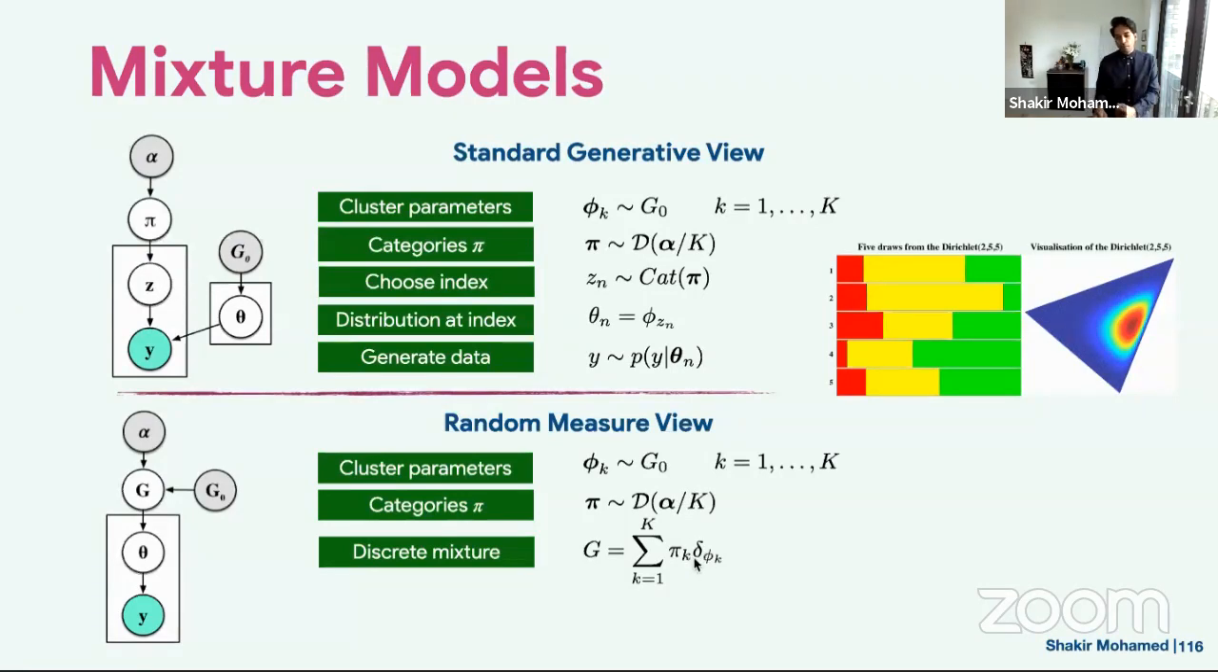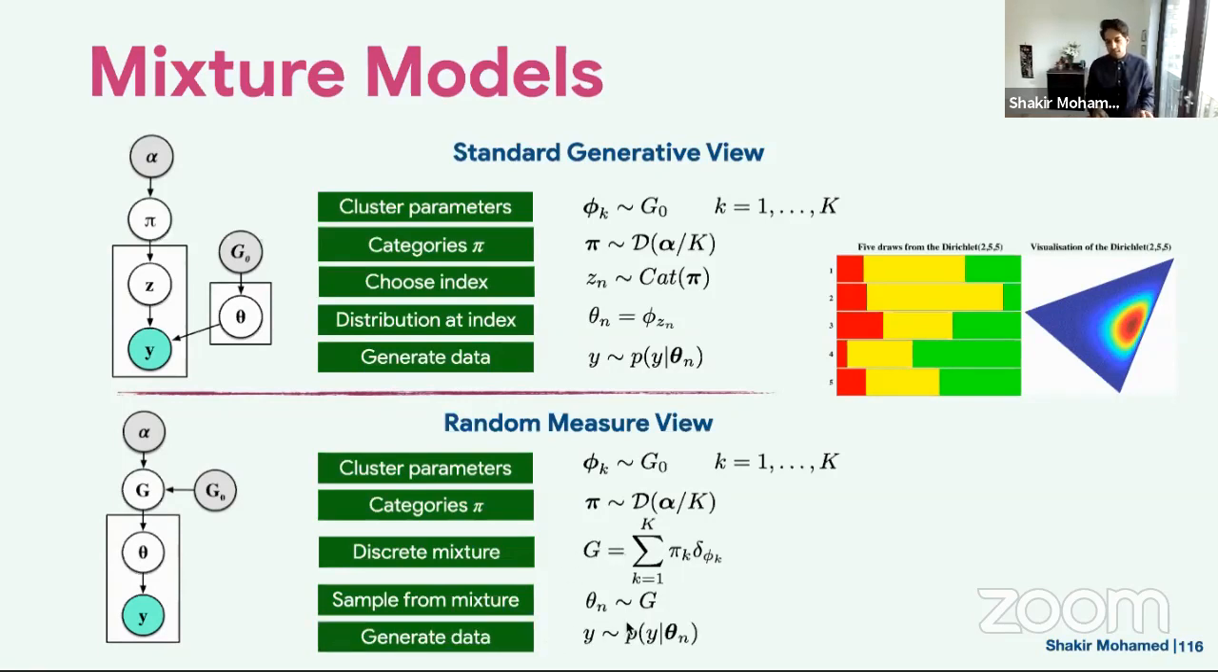So it is the sum over K categories with parameters phi and a delta distribution. And when you sample from this distribution, you're going to get the probability pi at the phi kth index. So this is just a notational rewriting, and then you sample from the mixture from this distribution G, and then you sample the data.